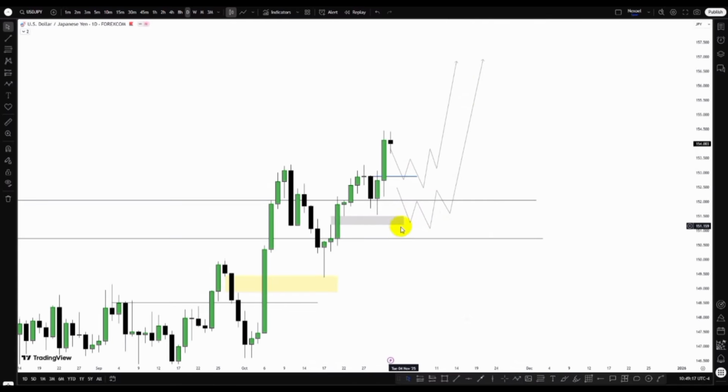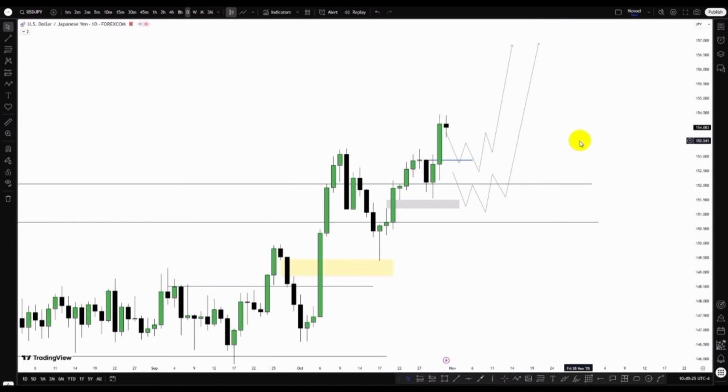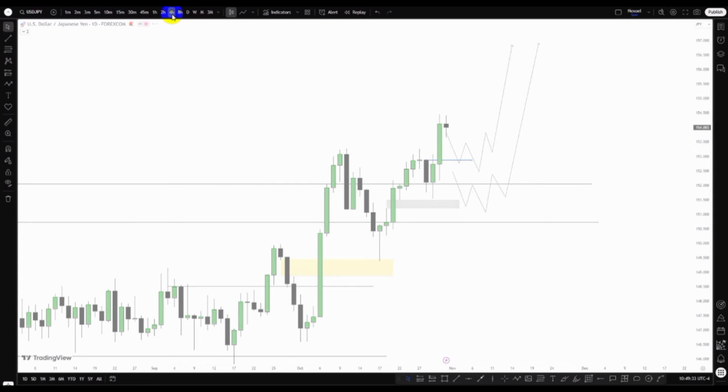So whatsoever violates this fair value gap with strong volume to the downside, then we may begin to start looking at the possibility of bearish continuation to the downside. So this is what I have to show us in the USDJPY from the daily time frame. Let's go to the 4-hour time frame.